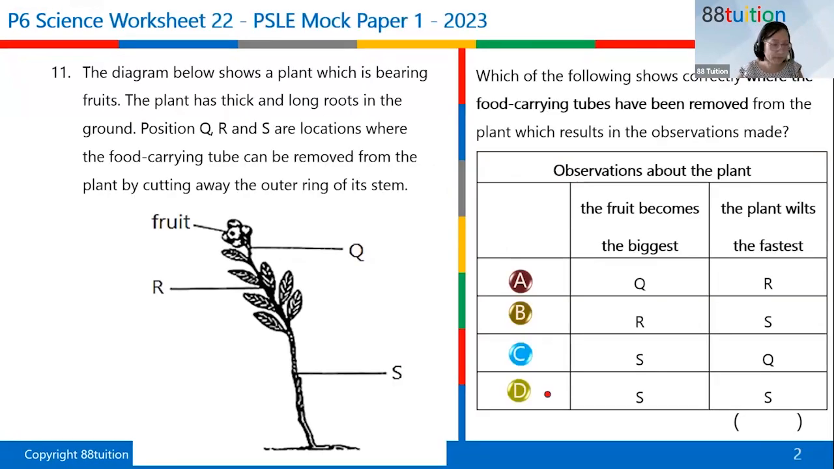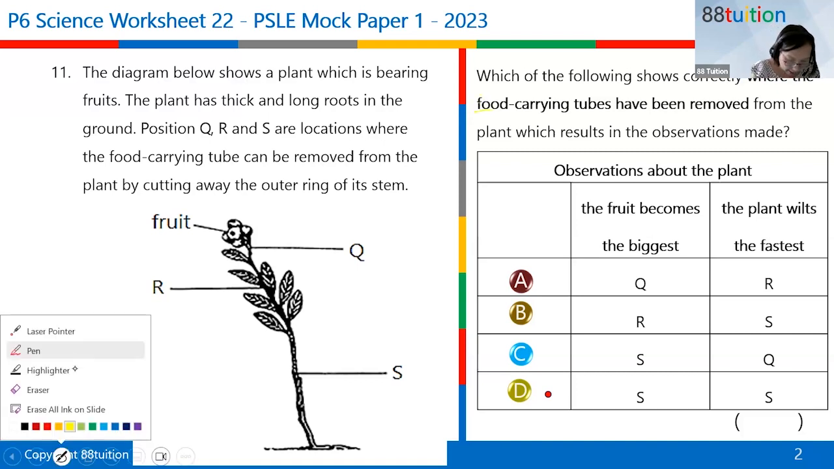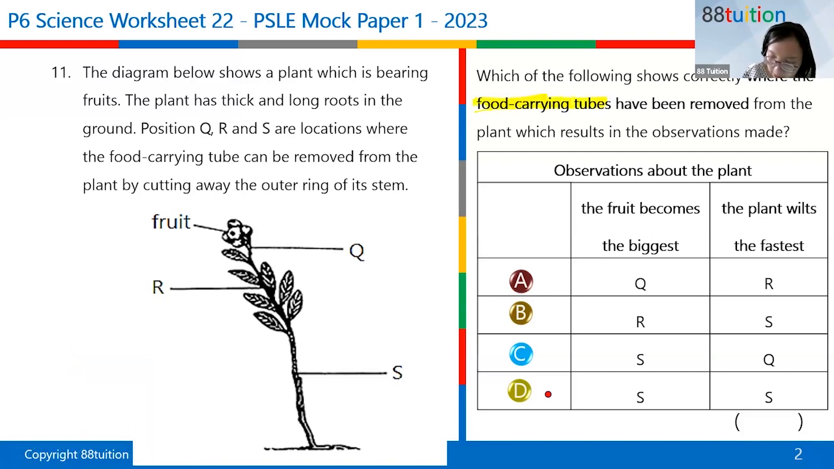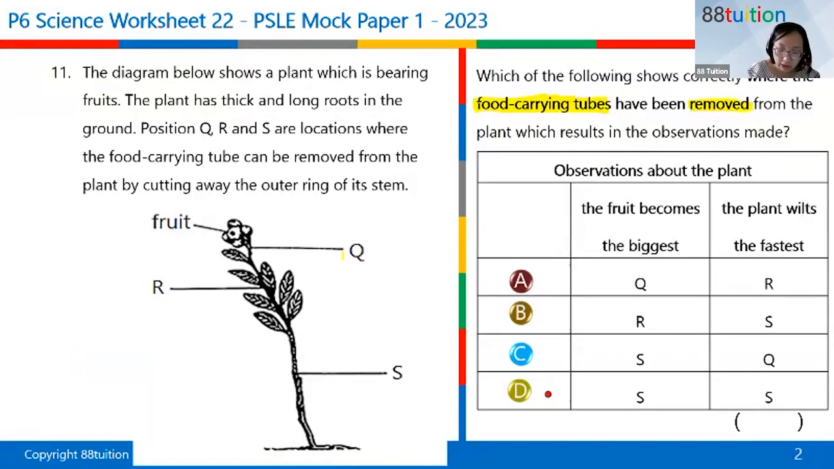Okay, this is the first question. So this is a plant, and then there's 3 parts here, Q, R, and S. So the question here is, actually this question, if you don't read it clearly, you will misunderstand it. They're asking you, where do they remove the food? The food carrying tubes. All right, they are not talking about water carrying tubes. They are only talking about food carrying tubes. They are removed from which part? Are they removed from Q, or R, or S?